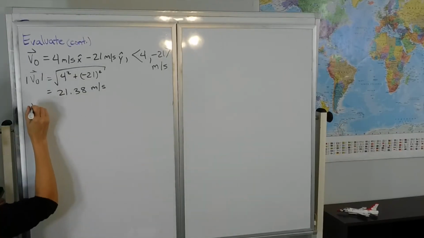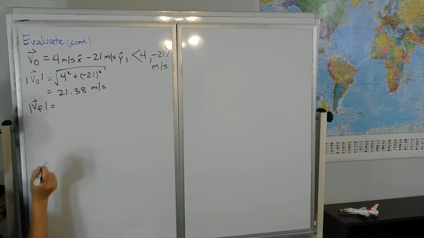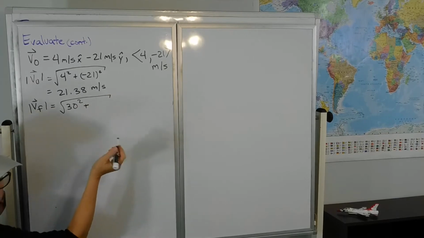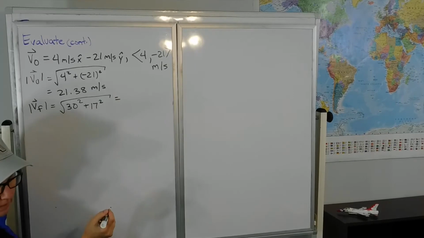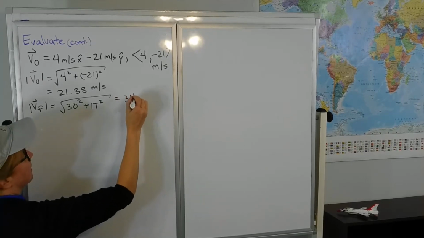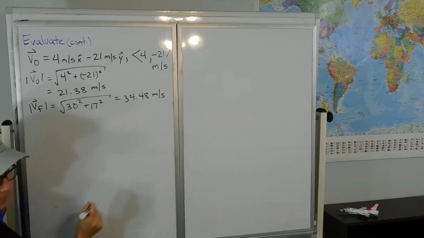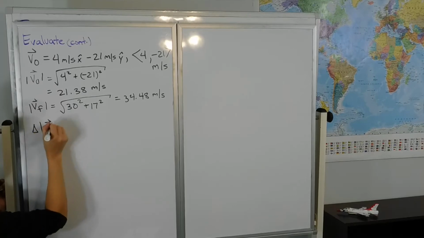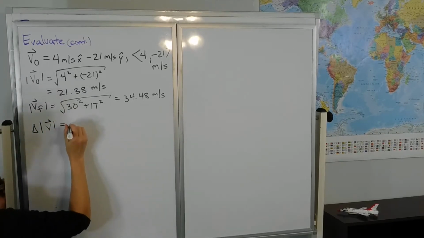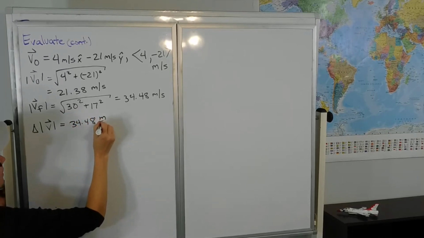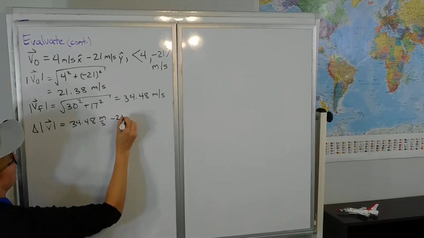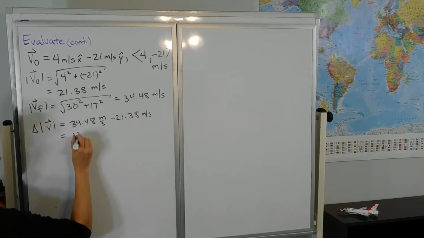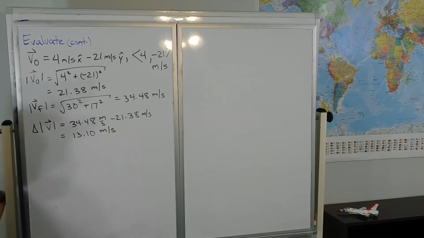And then if we compute the magnitude of the final velocity using the values we were given, similarly, we'll have the square root of 30 squared plus 17 squared, and that turns out to be 34.48 meters per second. And so now we're back to arithmetic: the change in the magnitude of the velocity vector is equal to 34.48 minus the magnitude of the initial vector, and that gives us a final value of 13.10 meters per second. All right, so that's our change in speed.